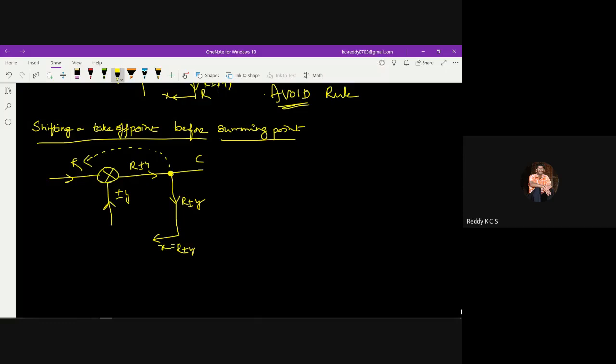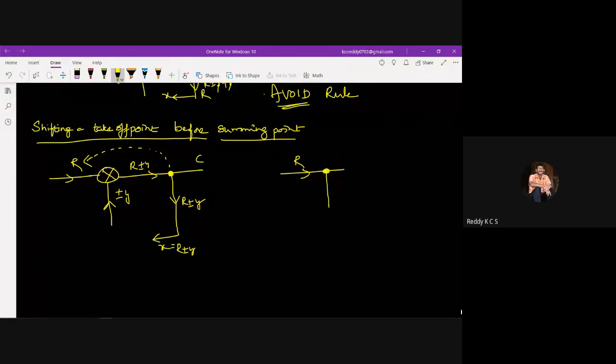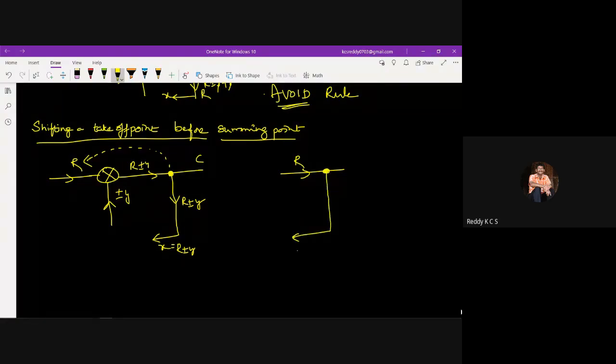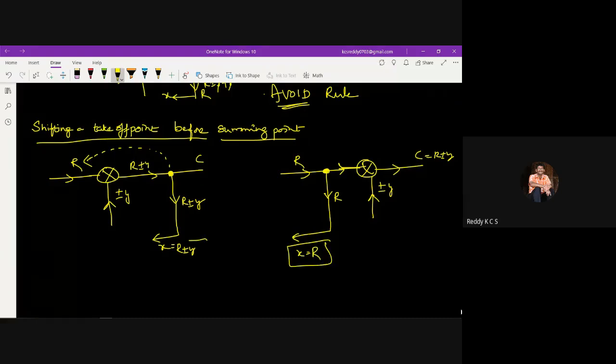When I'm trying to shift over a summing point, see, this is R, and if I keep the takeoff signal like this, with X to be found later, then this is the summing point which has the feedback signal as plus or minus Y, and this is the output, C equal to R plus or minus Y. So there is no change in the output. But when you look here, the value of this X signal will become R. So here it is changing. Earlier this was R plus R minus Y.